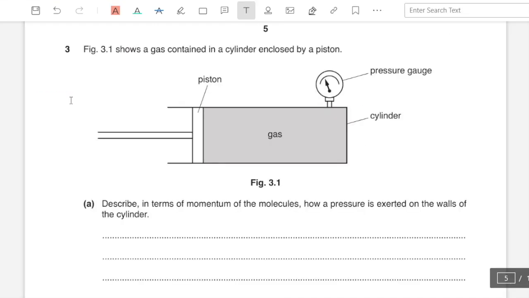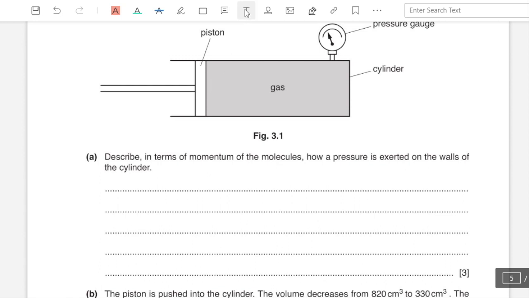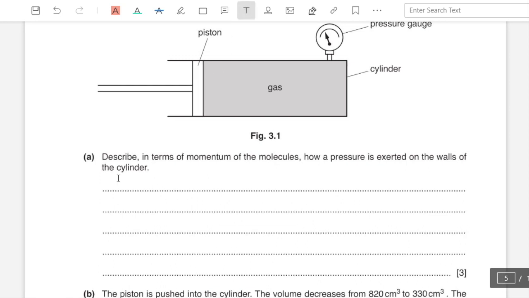Question number 3. Figure 3.1 shows a gas contained in a cylinder enclosed by a piston. A. Describe in terms of momentum of molecules how a pressure is exerted on the walls of the cylinder. Alright, so whenever you come across this term momentum while describing the pressure, the answer is always a given. So you must write 3 points over here, which give the 3 marks.